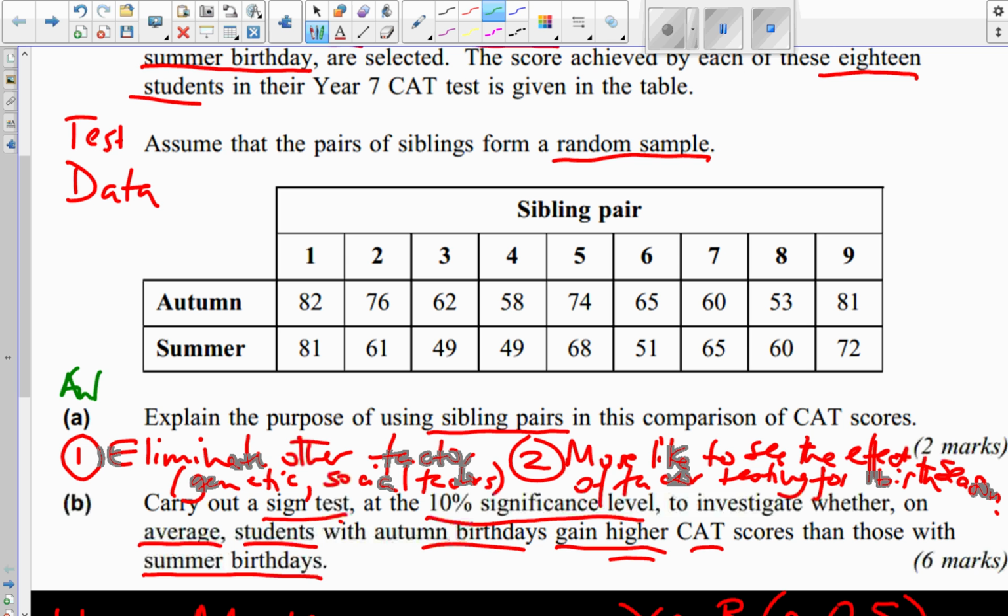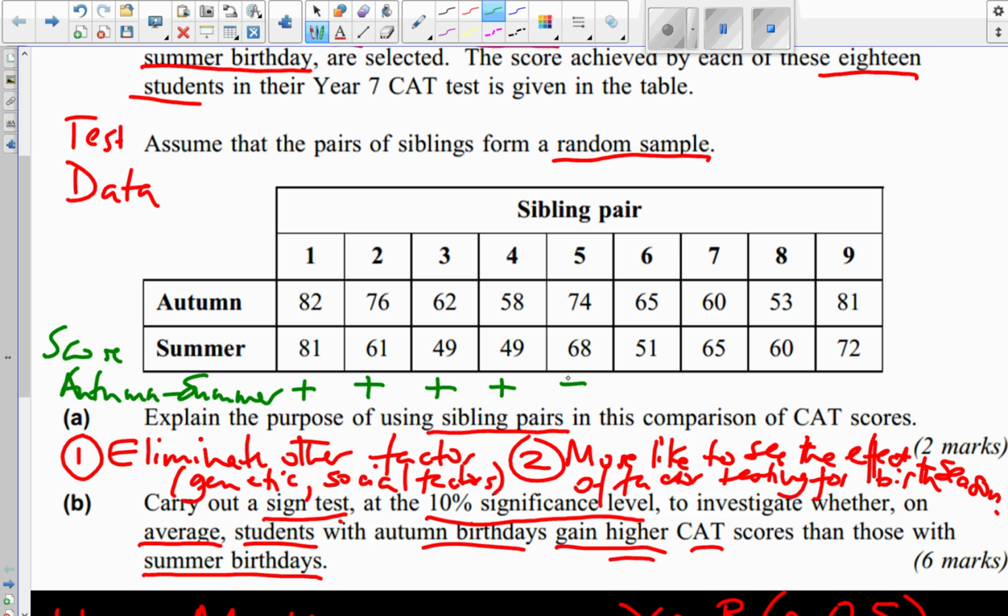So let's do, as we're trying to see whether the autumn is higher than the summer, autumn minus summer score. So that's going to be our score. Yep. So 82 minus 81. So that's a positive score. It's an increase. Yep. A higher score. 76 minus 61. So that's a plus as well. 62 minus 49 is also positive. So all three so far, the scores are higher for the autumn born.